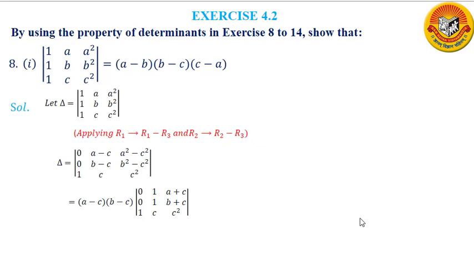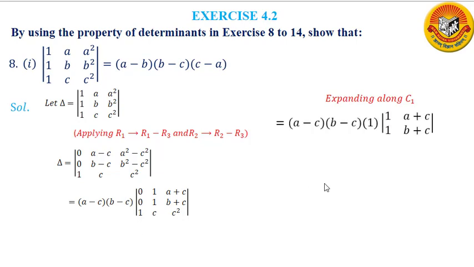Now in the first column you can see that I have two zeros. So it is easy to expand this determinant along the first column. You know how we can expand. A minus c into b minus c will remain as it is, and when I expand, the first value is 0, so I will not take it. The second is also 0, so I leave this also. Then I take this 1.